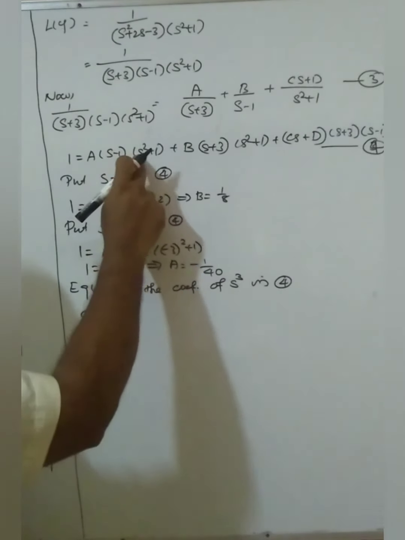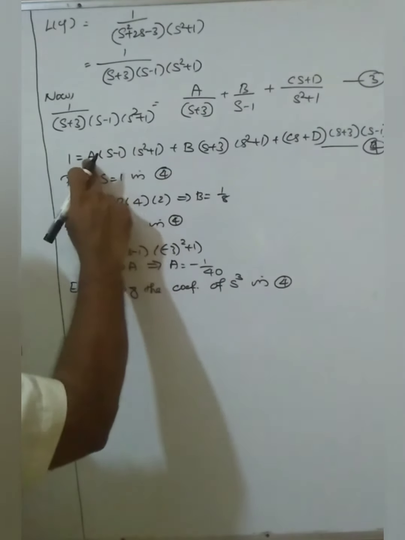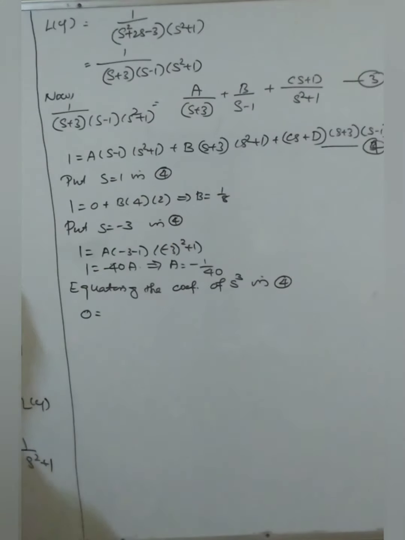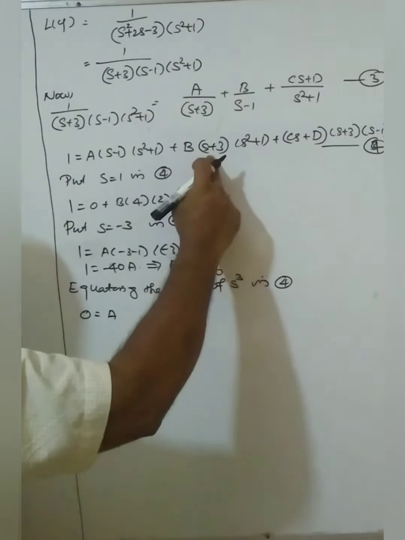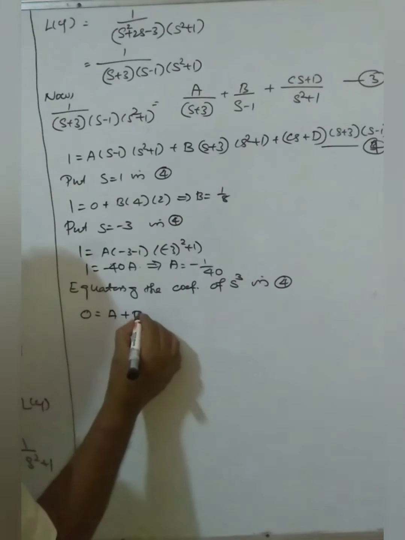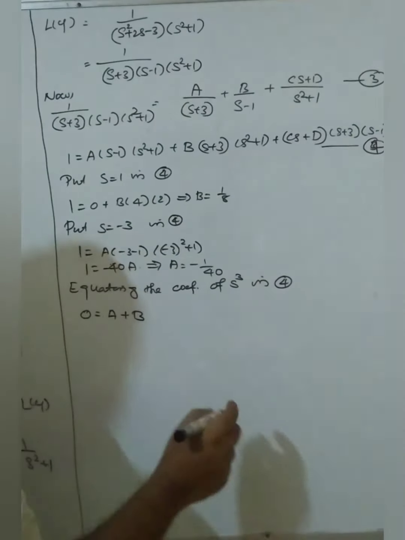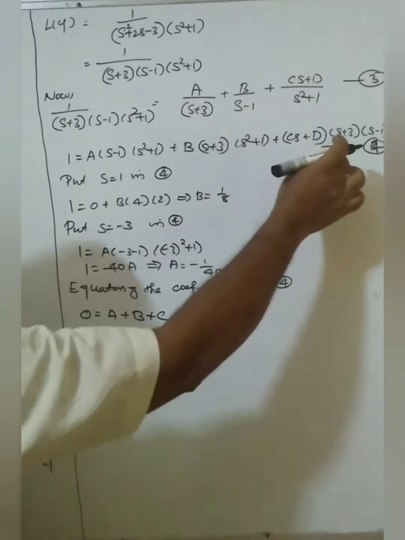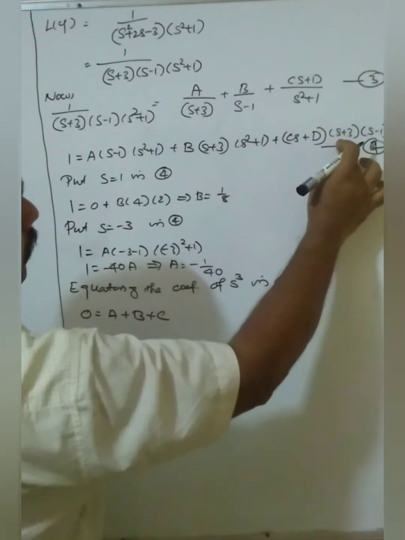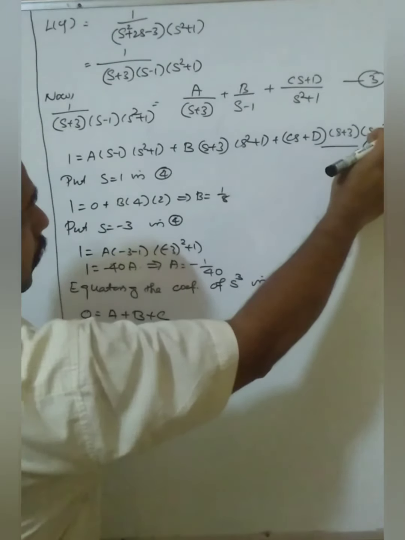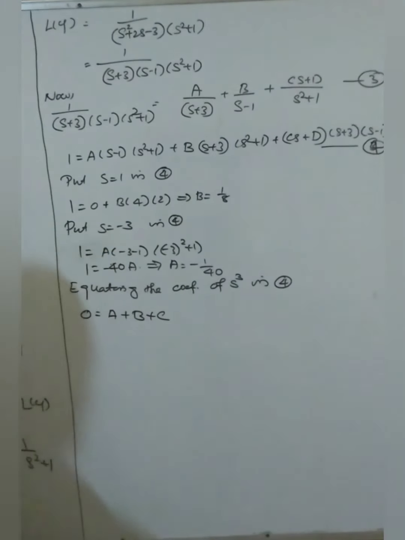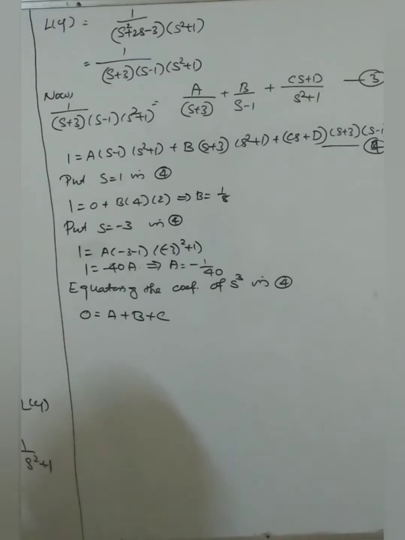Here s into s square is s cube. So the coefficient of a s into s square, that is a s cube, so the coefficient is a. b s into s square, that is b. c s into s square, that is c. d s into s square, ds square. So there is no s cube in that. So only these things. Now substitute the values.